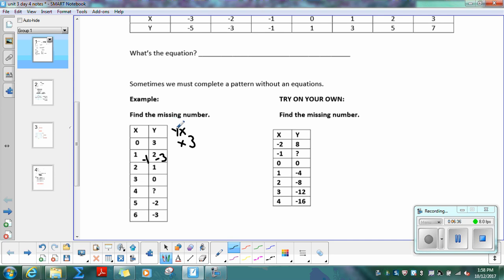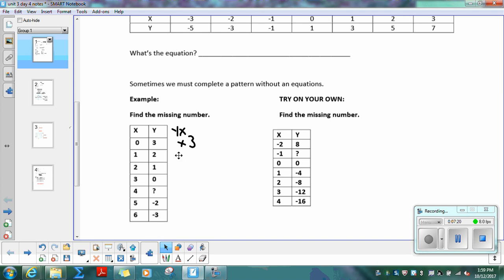Let's test that theory. Negative 1 times 0 will give me 0. And add 3 to it, I get 3. Negative 1 times 1 gives me negative 1. Add 3 to it, I get 2. Okay? So we can ignore this negative 3. If I multiply 2 by negative 1, I get negative 2. Add 3 to that, I get 1. I multiply 3 times negative 1, I get negative 3. Add 3 to that, I get 0. If I multiply 5 by negative 1, I get negative 5. Plus 3 gives me negative 2. So that works. Negative 1 times 6 gives me negative 6. Plus 3 gives me negative 3. So all of that works.